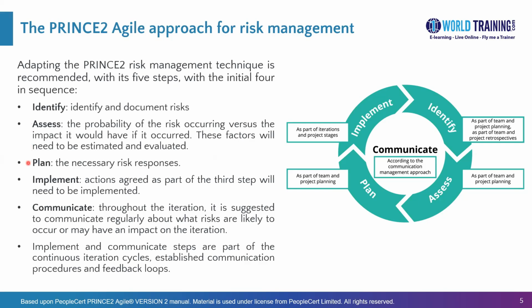Plan step is typically creating response plans for each and every risk. Again, this is part of the team and project planning events or situations. And then the next is to implement the actions as agreed in the previous plan step. This happens during iterations and project stages. And communication should happen throughout whenever it is necessary. For example, during an iteration or at the end of it, or during the stages, end of the stage, risk summary, and so on.